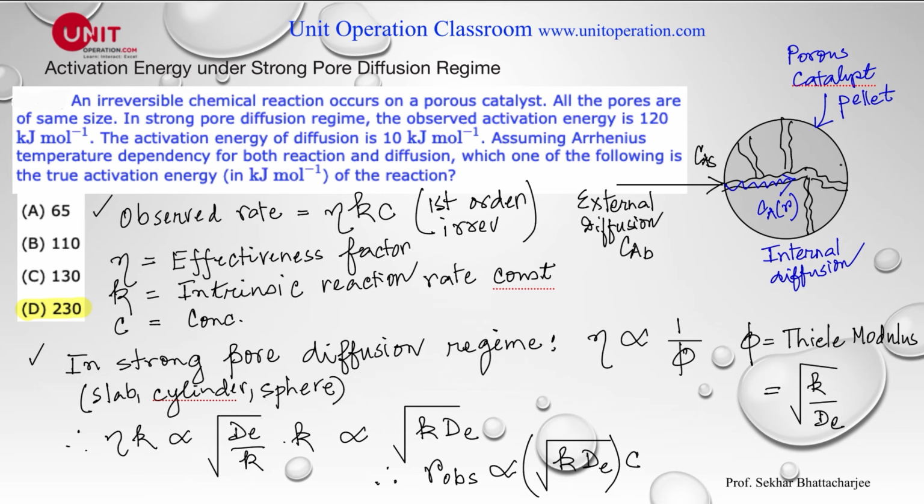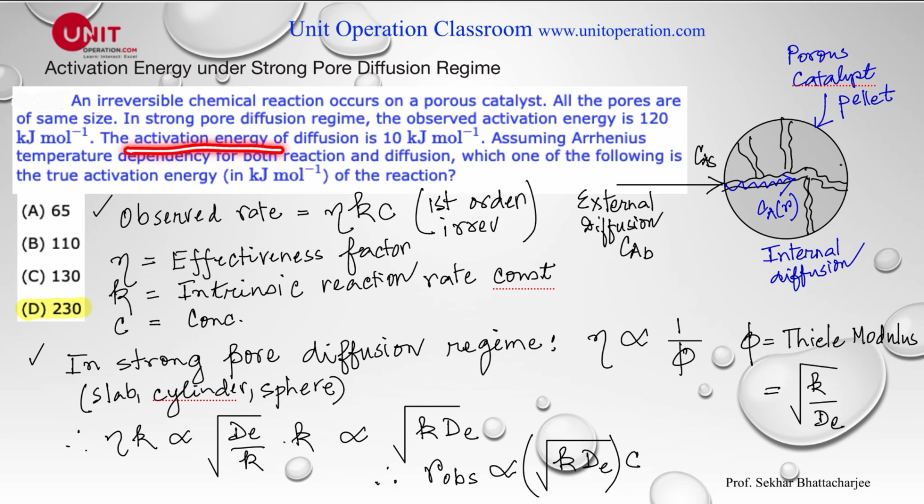So the observed reaction rate activation energy. Any reaction rate can be written as some kind of a pre-exponential factor constant times exponential of negative activation energy divided by RT, right? So one is the observed reaction rate, and one of course is the actual reaction rate. Let's call that E_R, and of course another is the activation energy for diffusion inside the pores.